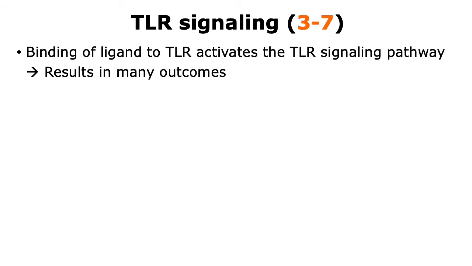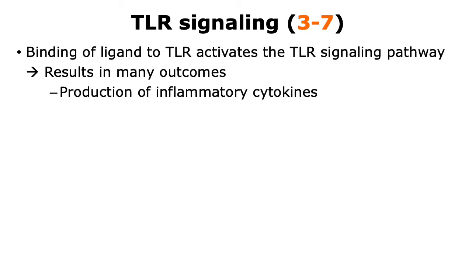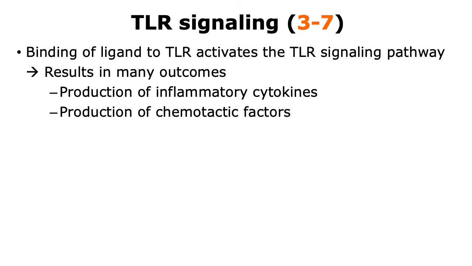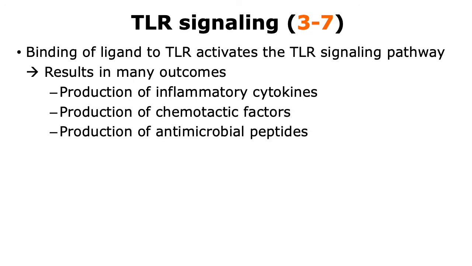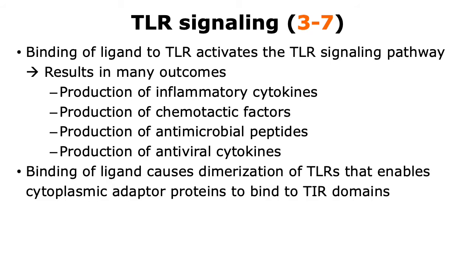When the toll-like receptors are able to bind to their pathogen-associated molecular patterns, it activates a signaling pathway that can result in many different outcomes that include the production of inflammatory cytokines or chemotactic factors. Additionally, TLR signaling can also induce the production of antimicrobial peptides as well as antiviral cytokines that help protect cells from viruses. Now, the binding of the ligand results in the dimerization of the toll-like receptors, and this brings the cytoplasmic TLR domains of the toll-like receptors close to one another.